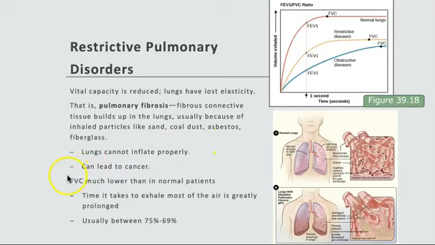And the FVC, which, if you remember, is the amount of air that can be forcibly exhaled after taking the deepest breath possible, is much lower in comparison to our normal patients. So here in the yellow, we see the volume exhaled much lower, and the red is representing our ability in our normal lungs. So usually we see this somewhere between 75 and 69%.